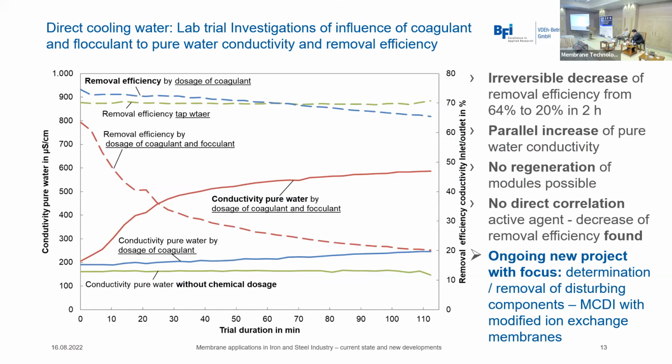But in the case where we dose the coagulant and the flocculant, which were both used in this cooling water circuit, you can see a significant decrease of the removal efficiency, and in parallel, the conductivity of the pure water is increasing as well. So what we found out is that there are some components, in a certain amount, or some products which can affect the efficiency of the MCDI.